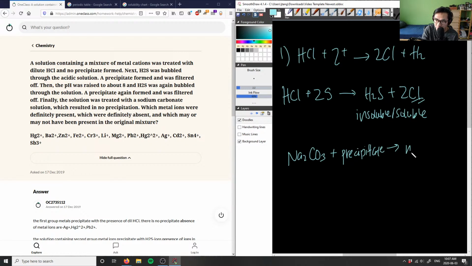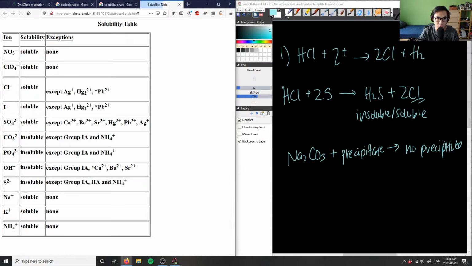And this results in no precipitate. So everything is in solution here. So it's asking us, again, which metal ions were definitely present or definitely absent here. So basically what we're going to do is look at our solubility chart.